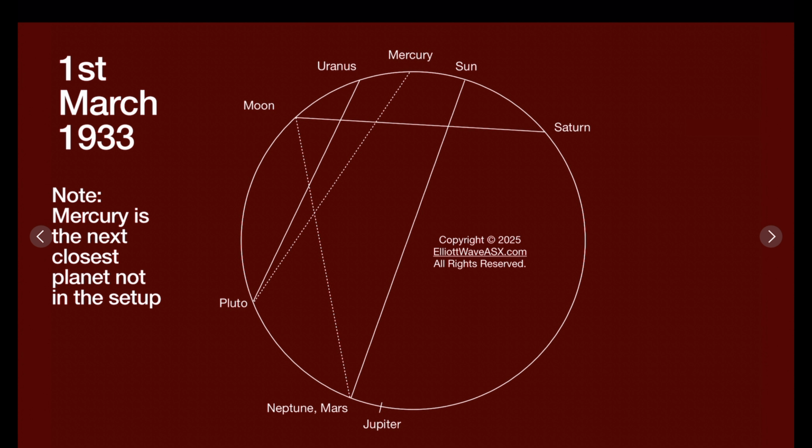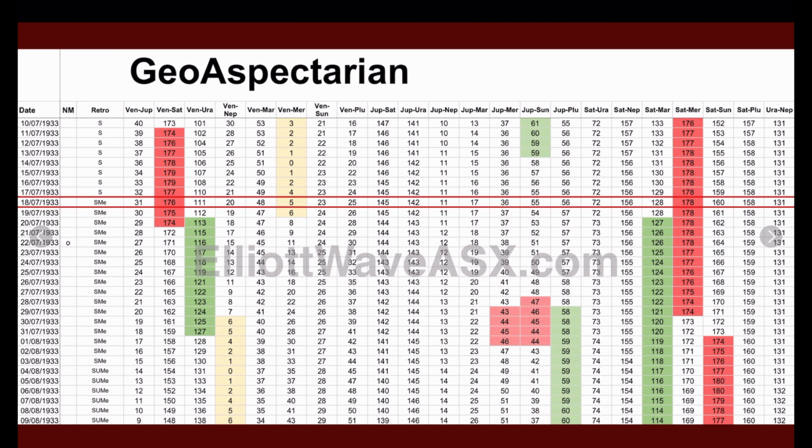we see that there's a conjunction involving a trine. Now the thing to note is that Mercury is the next closest planet that's not involved in the setup. So if we have a look at the aspects in the Aspectarian for the high on the 18th of July 1933, we see that Venus, Saturn are opposite. Venus, Mercury are just coming out of a conjunction.